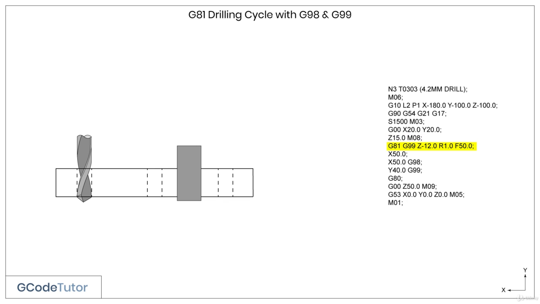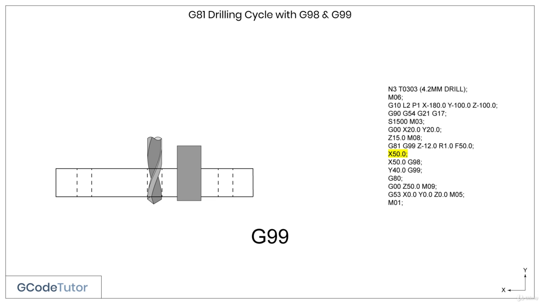We activate our G81 drilling cycle with the G99 code in place and drill our first hole. Our drill retracts to 1mm above the face of the material, or 1mm above the 0 Z point that we set with the datum. Note, the machine is in G99 mode, so it is using the R value at this point. X50 tells the machine to move the drill 50mm in the X plus direction, where it automatically drills the hole.